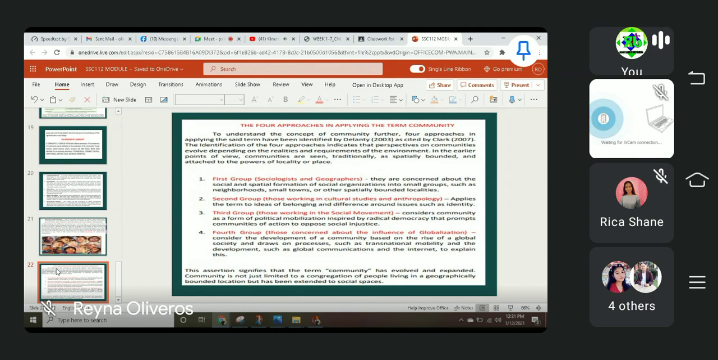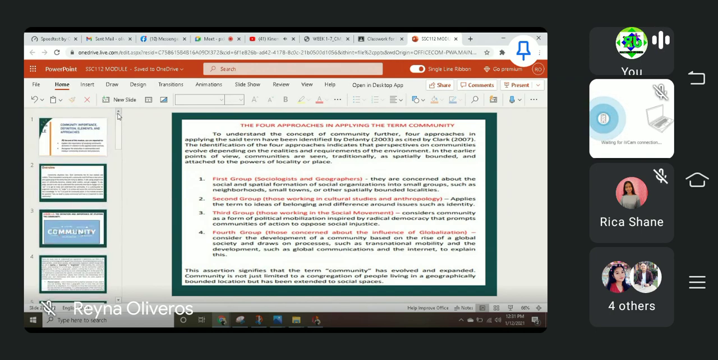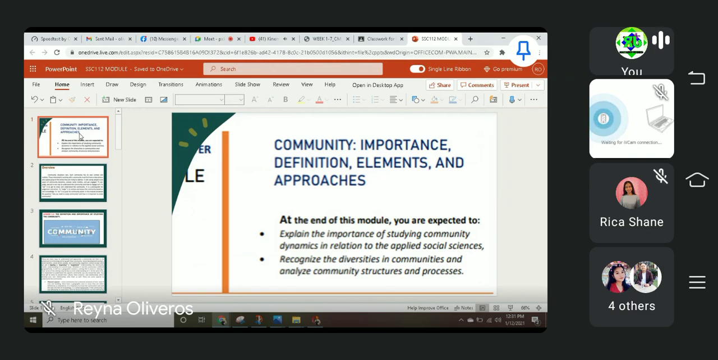Okay? So, this assertion signifies that the term community has evolved and expanded. So, the community is not just limited to a congregation of people living in a geographically bounded location, but also that is extended to social spaces. Okay? So, that is our lesson about the introduction to community, importance, definition, elements, and approaches. Okay?